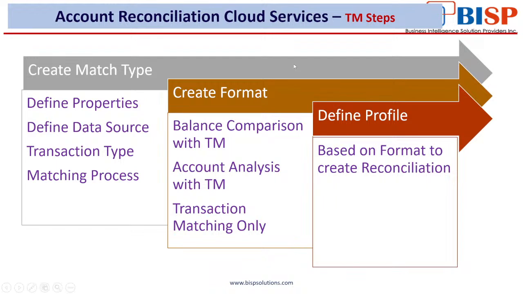The specific steps involved are to create a match type, create a format, and define a profile. Likewise, in reconciliation compliance, we start with creating a format and defining a profile and then doing the reconciliation. But for transaction matching, one additional step is involved. Before creating the format, we need to create a match type, in which we define all the rules and define the source system and the subsystems, which we will see in this session.